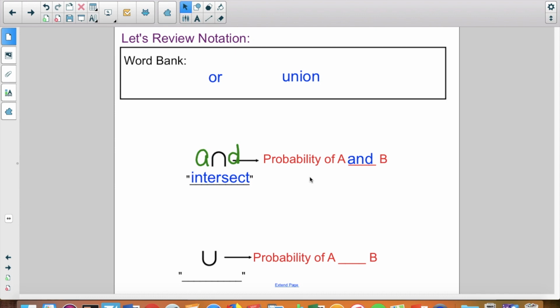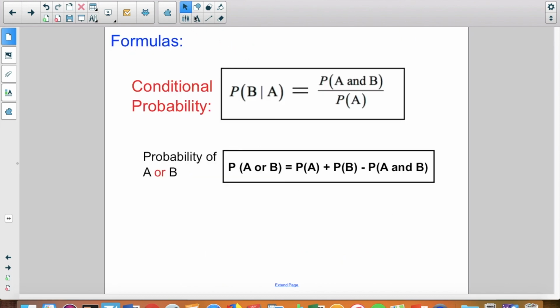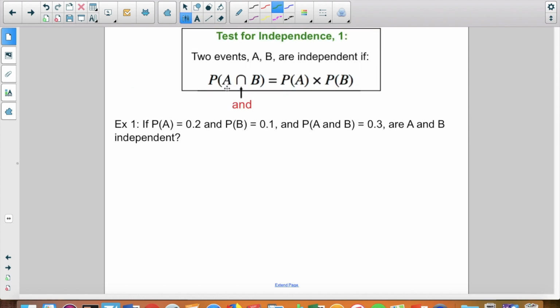Okay, so then the U represents the union. That's how we say it mathematically, and it is the probability of A or B. Some formulas, which I did write in the beginning, are the one for conditional probability and the one for "or." Okay, the two tests for independence.